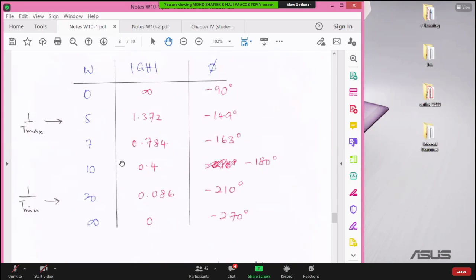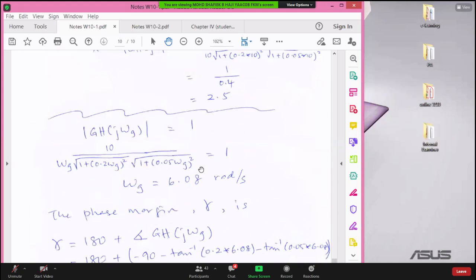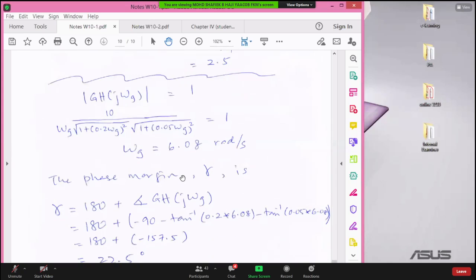You already know that this is when the phase angle is 180 here. So that is going to be your phase crossover frequency. And then look at the gain. So the gain crossover frequency must be between these 5 and 7. So between 1.3 to 0.7. So your gain crossover frequency is somewhere between 5 and 7. You can use that information to solve this, maybe by trial and error, I guess. You can use this trial and error, and then you get your gain crossover frequency.